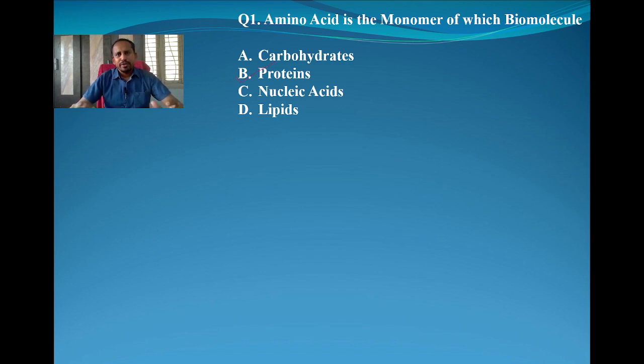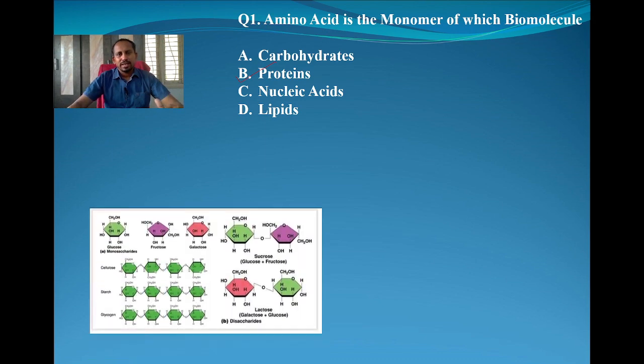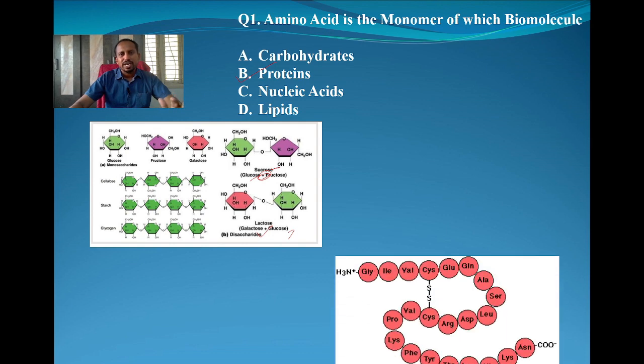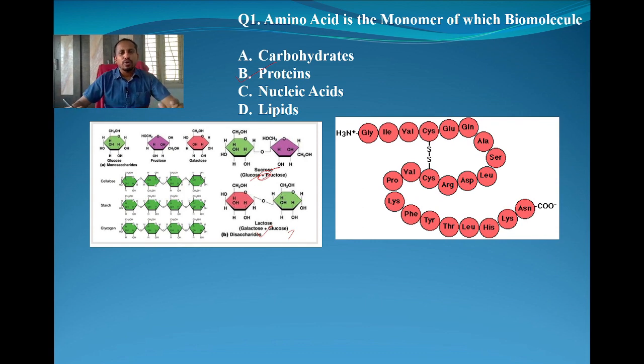Why? If we analyze all four options, carbohydrate is nothing but a polymer of monosaccharides. If you look at this structure, this is sucrose, a combination of glucose and fructose, and lactose is the combination of galactose and glucose. Then the second option, protein. Protein is nothing but a combination of amino acids, which combine with each other to form peptides or proteins. And you can say amino acid is the building block of proteins.